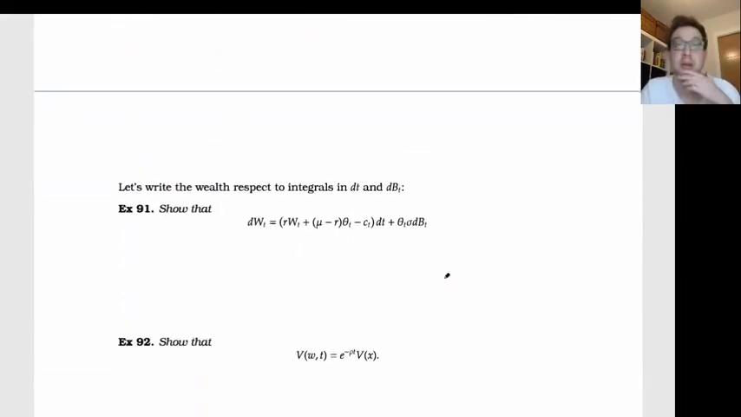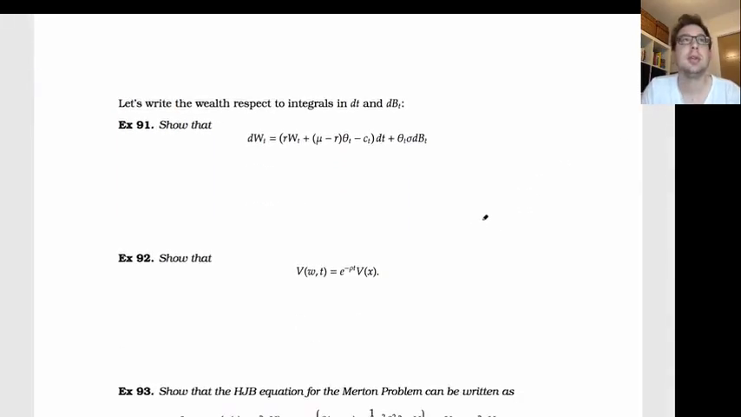All right, so now we're going to go about trying to solve this. The first question that I have written down for you is to think about how we can rewrite this stochastic integral for wealth. So let's have a look at that.